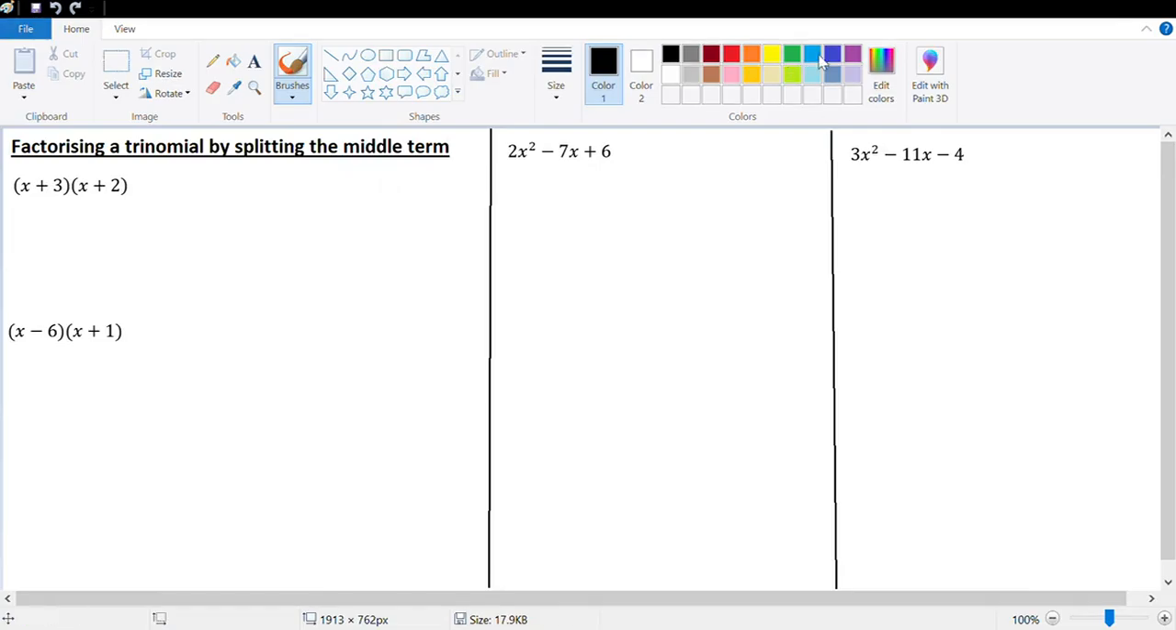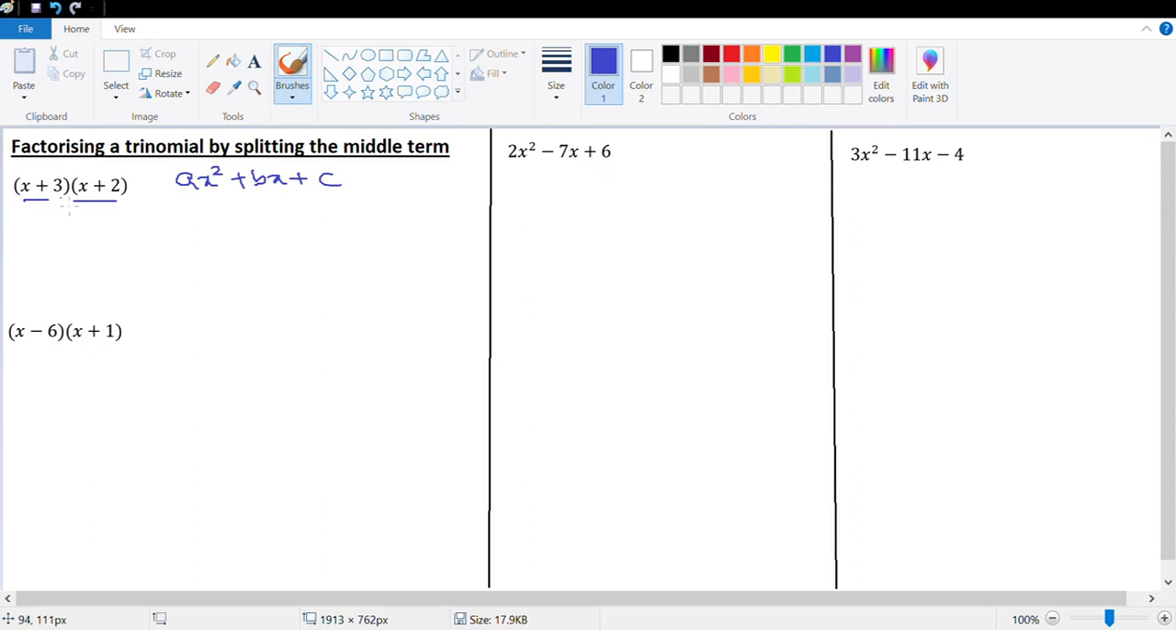Hi guys, let's start a new exercise, exercise 5b, which is factorizing a trinomial by splitting the middle term. Basically, it's of the form ax squared plus bx plus c. Now, before I get into this, let's go back to what we've learned earlier, which is expansions.